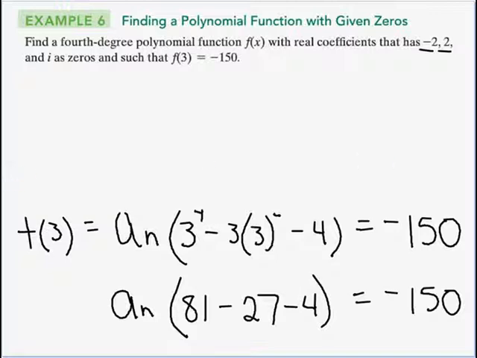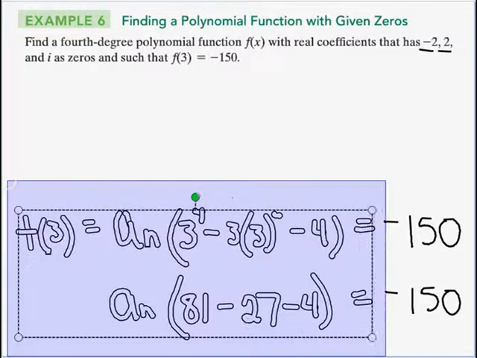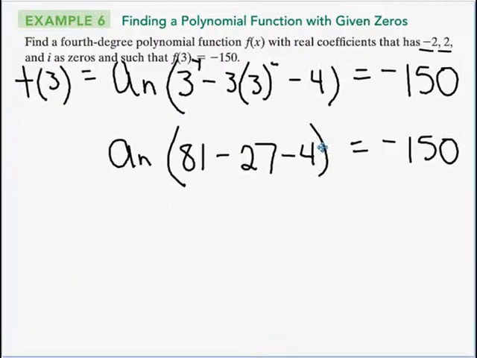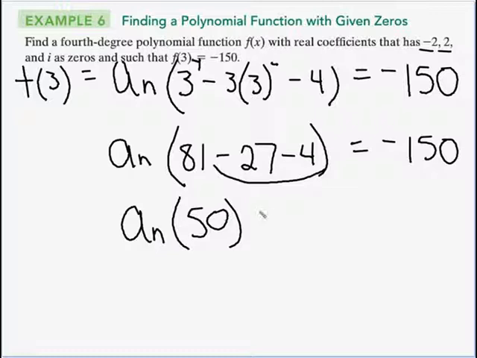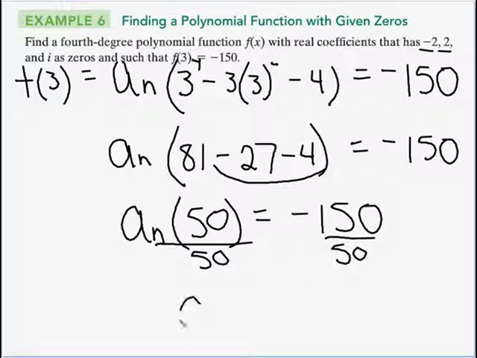Okay, and if I work in the parentheses, if I combine the two negative numbers, the minus 27 and the minus 4, this becomes a minus 31. 81 minus 31 is 50. a sub n, that unknown number, times 50 equals negative 150. So, of course, divide both sides by 50. This unknown number, a sub n, is negative 3.